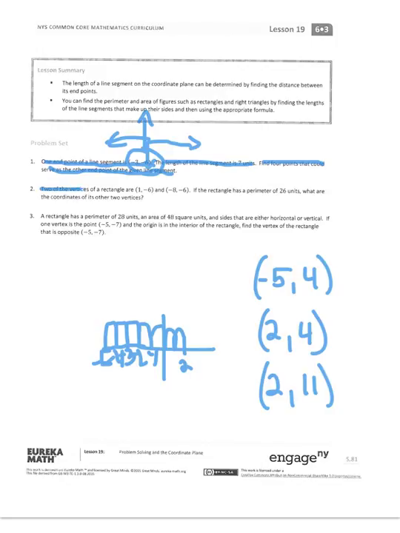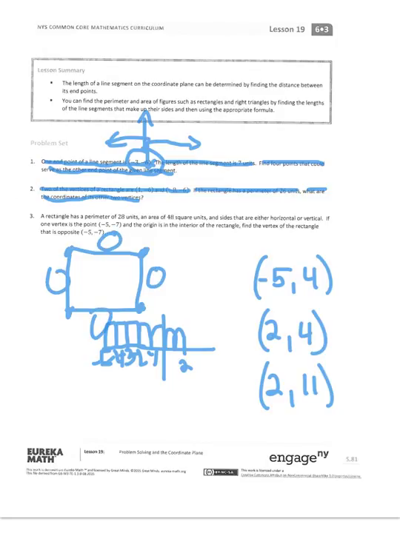Now, problem number 2, they give you 2 vertices of a rectangle: 1, negative 6 and negative 8, negative 6. So these are the 2 points. If the rectangle has a perimeter of 26 units, what are the coordinates of its other 2 vertices? So basically what they did is they just gave you this vertex and this vertex, and you connect them. They want to know what these other 2 are. And then also, you can't just pick any 2 because when you add up all these sides, it has to equal 26 units.